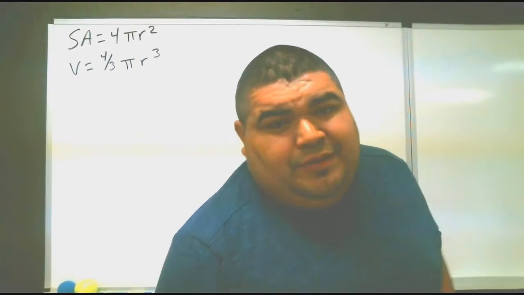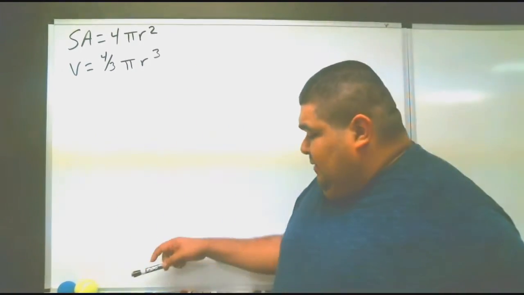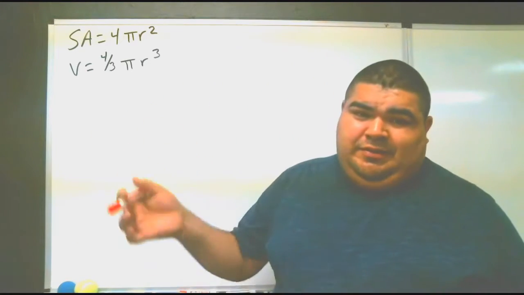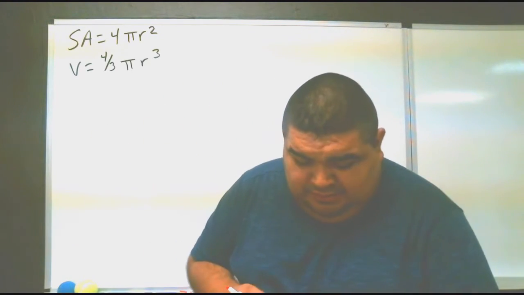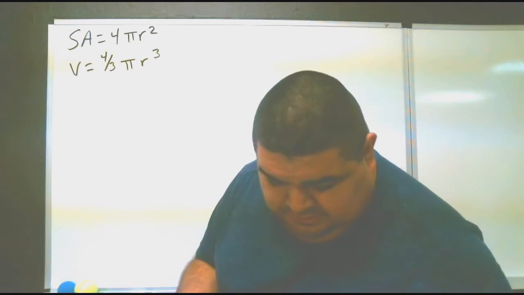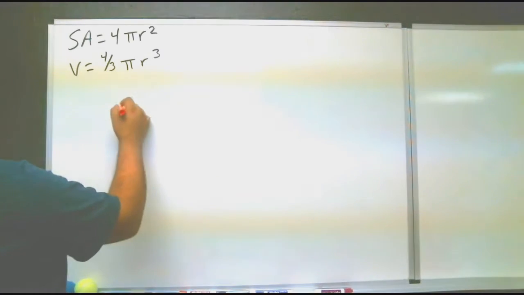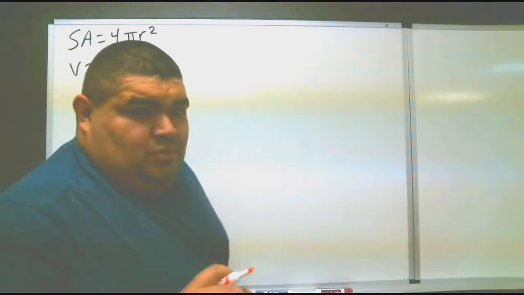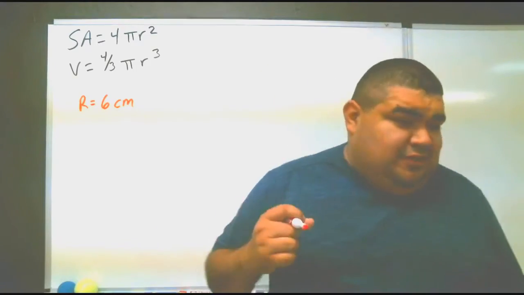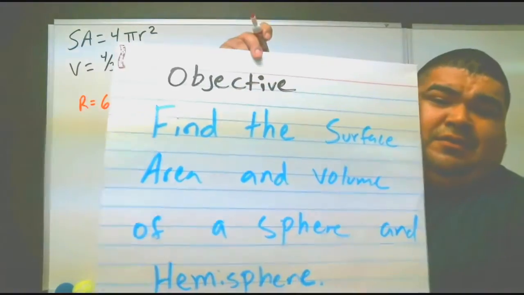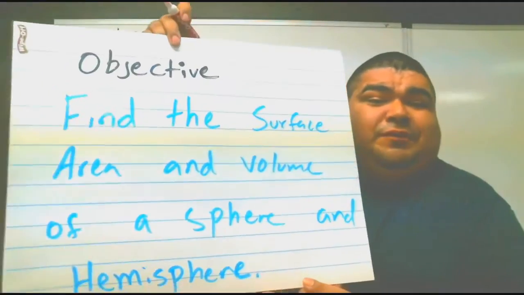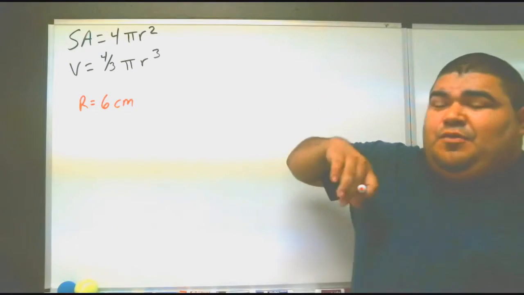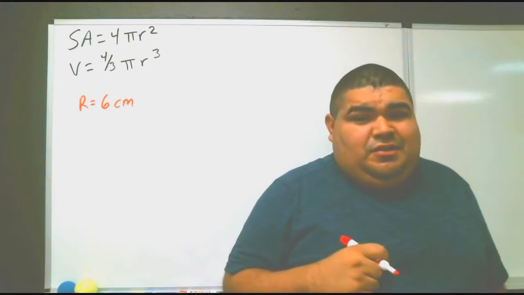Now that we know the equations, we can start on today's concept. I'm not going to redraw a whole sphere again, but if you have a sphere that has a radius of 6 centimeters, we're going to find both, because remember, our objective was to find the surface area and the volume of both sphere and hemisphere. So we're starting with the sphere. For our sphere, we're going to find both surface area and volume.